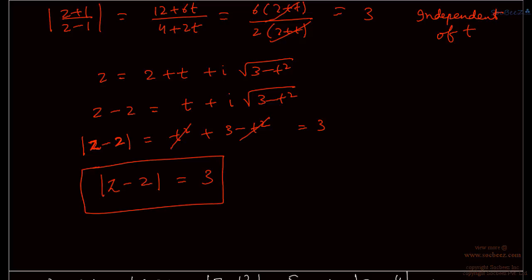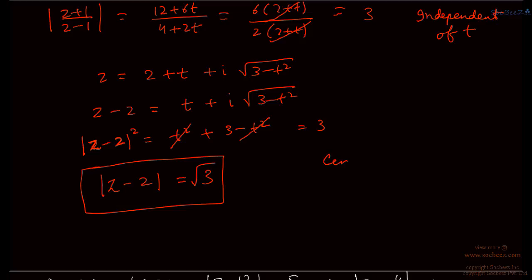Z minus 2 is equal to 3. Now what does this mean? I'm sorry, this is z minus 2 squared, right? Z minus 2 is t plus i times root of 3 minus t squared, or z minus 2 whole squared is equal to this, or z minus 2 is equal to root of 3.